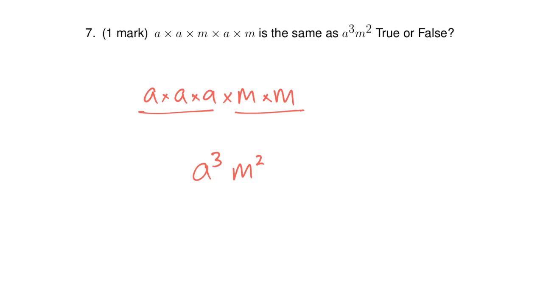And remember, we don't have to put this multiplication sign in, so we take it out. I've just got a cubed m squared. Is that the same as what we've got up here? Let's have a look. A cubed m squared. The answer is true. It absolutely is.